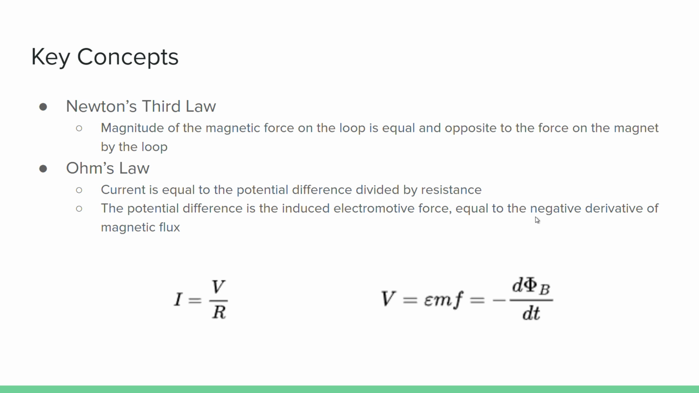And Ohm's law allows us to calculate the current from the potential difference and the resistance, where current is equal to the potential difference divided by resistance. And the potential difference is also the induced electromotive force, which is equal to the negative derivative of the magnetic flux.